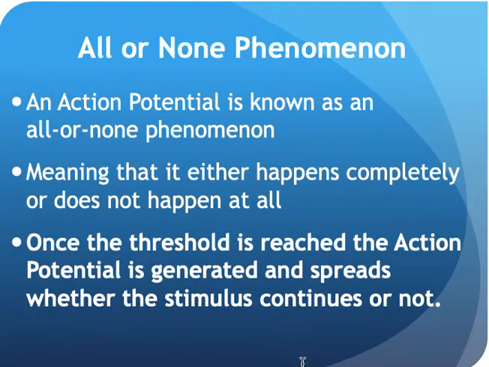Okay, so once the threshold is reached, the action potential is generated and it spreads whether the stimulus continues or not. So it's basically telling you that once I change the difference between the inside and the outside and I hit that negative 55, I'm going to send this impulse whether I continue to get any sort of stimulus at that point or not. Okay, so if I continue to get stimulus, I'll continue sending these electrical impulses. If at that point the stimulus stops, then we'll stop transmitting these impulses along the nerve.